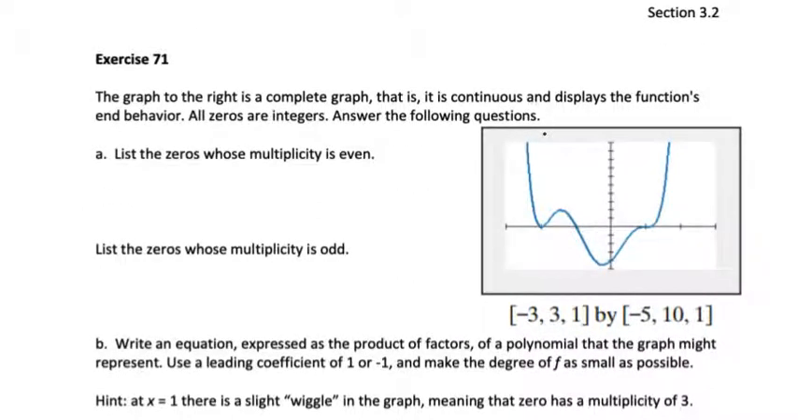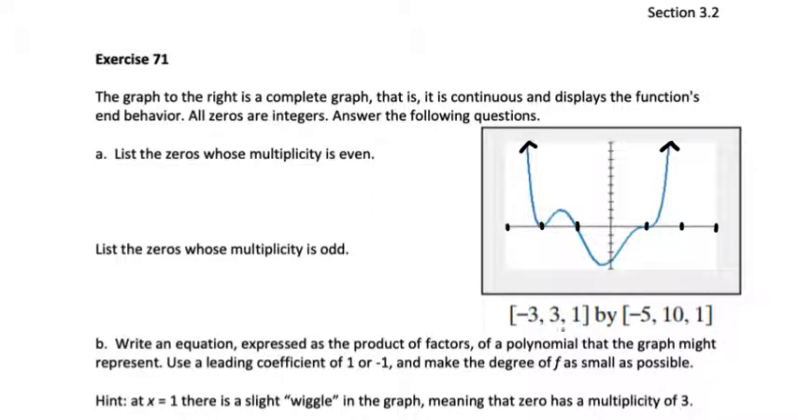So we can see here that the graph is rising on both sides. And that's what the end behavior shows. All zeros are integers. Answer the following questions. List the zeros whose multiplicity is even. So we have 3 zeros here, and our x-axis goes from -3 to +3, and each tick mark represents 1. That's what this information is telling us down here.